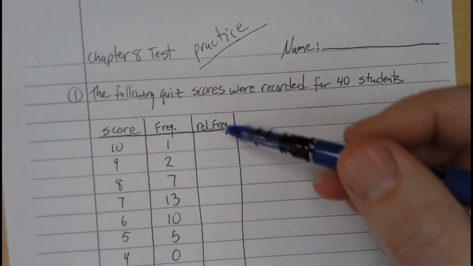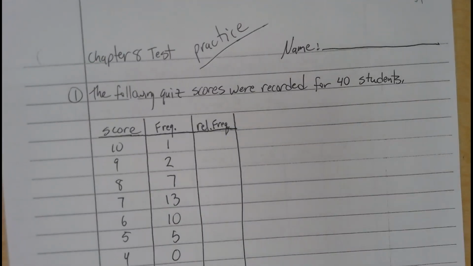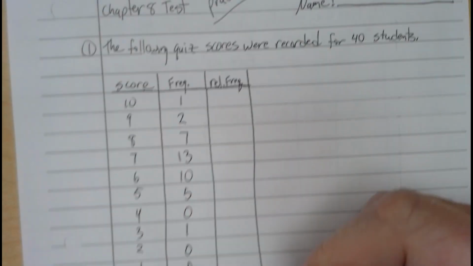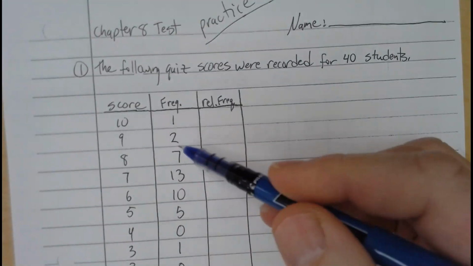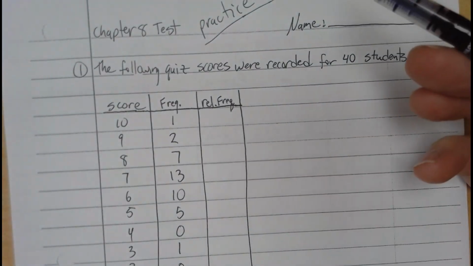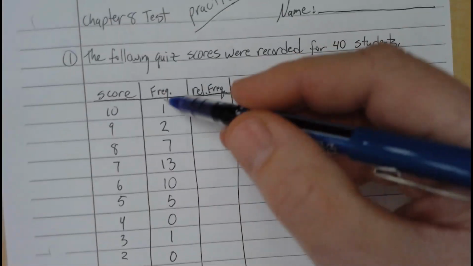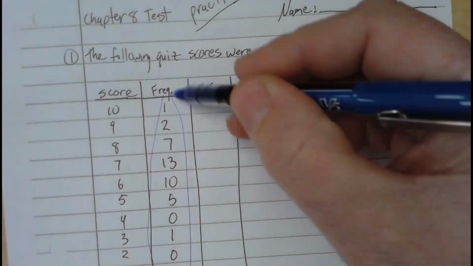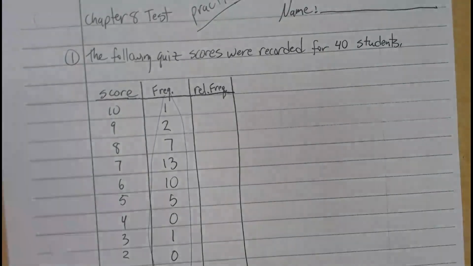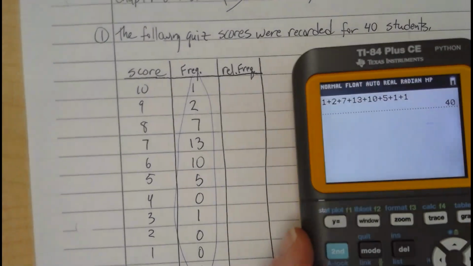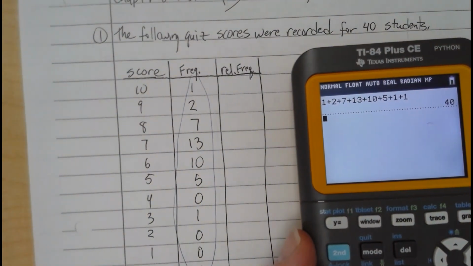So the first thing I ask you to do is fill in the relative frequency. The frequency is how many times these happen. These are quiz scores. So one person got a 10, two people got a 9, etc. So the first thing you want to do for the relative frequency is add up all these numbers. For time purposes, I typed them in, added them up, and I got 40.